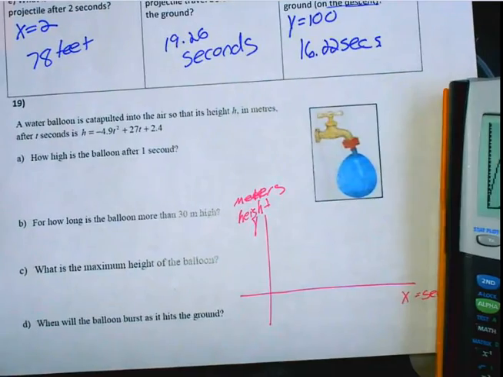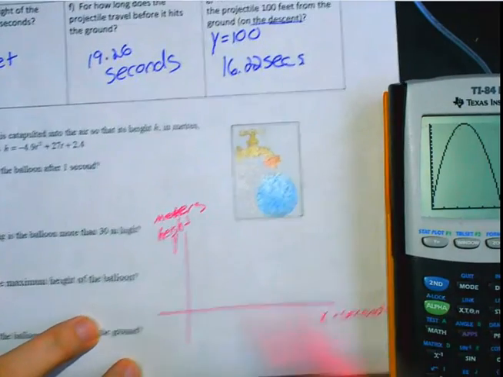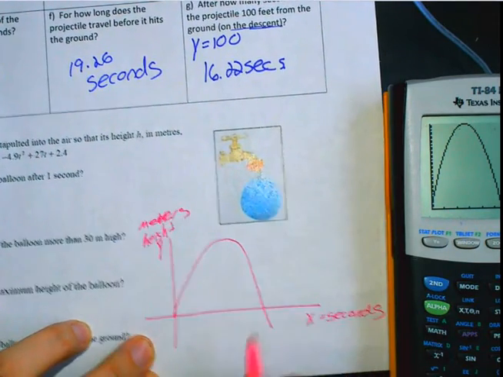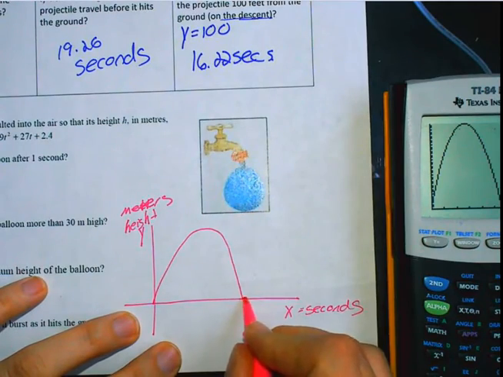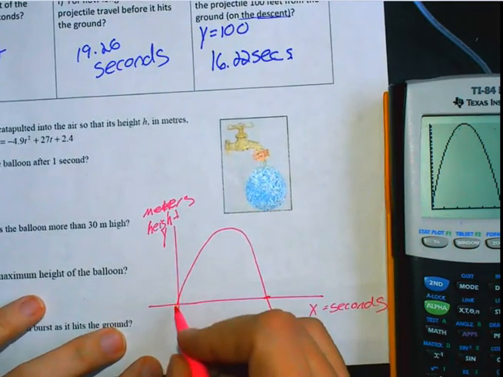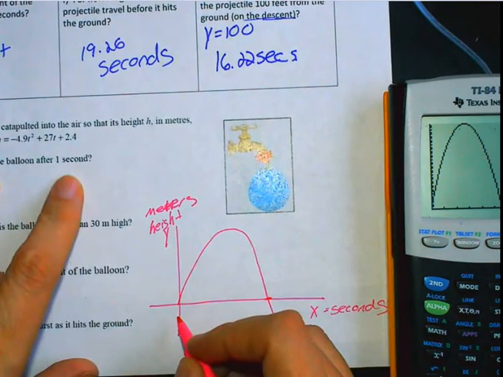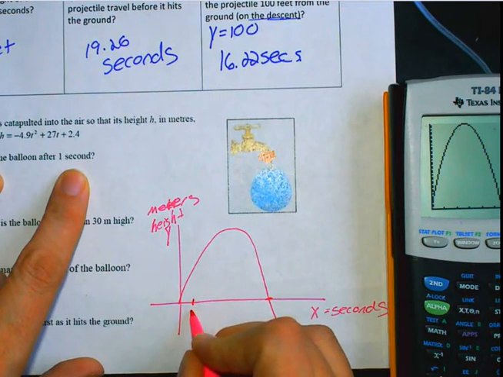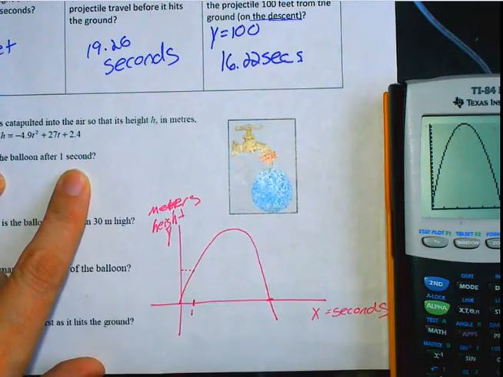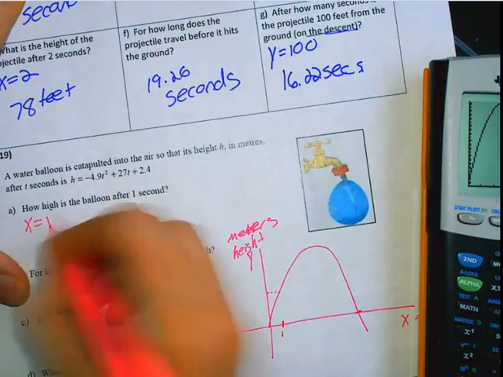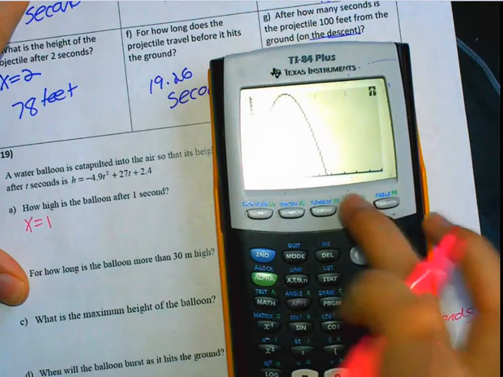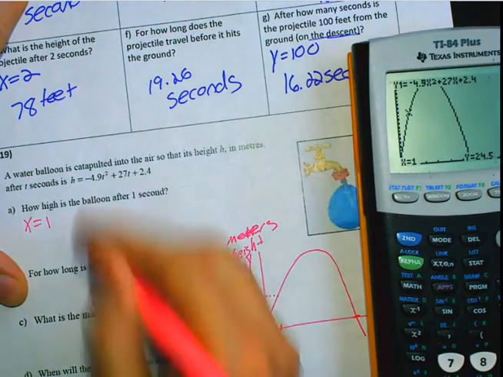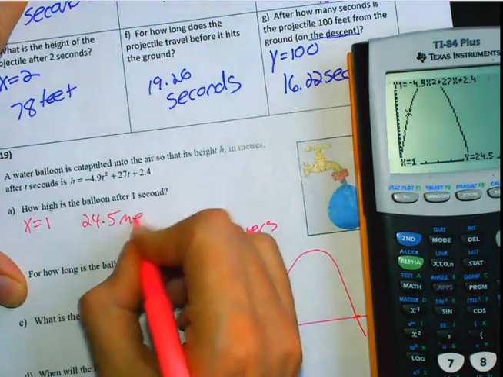All right. So for this particular one, I have a graph that looks kind of like this. And remember, it's not going to go negative, so it's going to kind of stop there. All right, so the first thing it wants to know, how high is the balloon after 1 second? So I want 1 second, which is about here, and it wants to know how high the balloon is. So after 1 second, that's x equals 1. So the calculator will tell me that by second trace, value, x equals 1. So it is 24.5 meters.